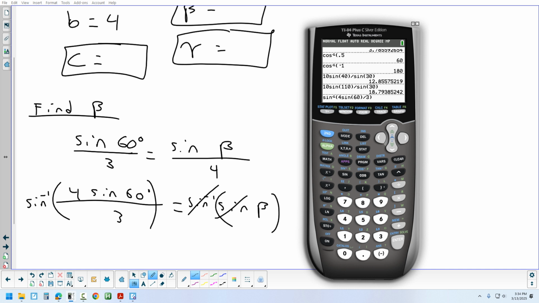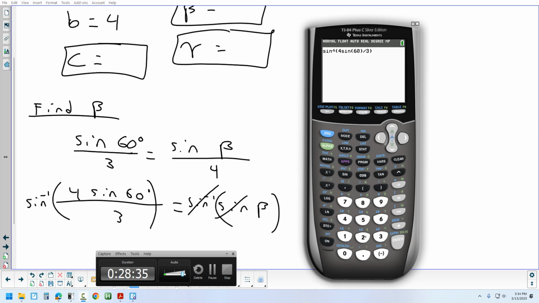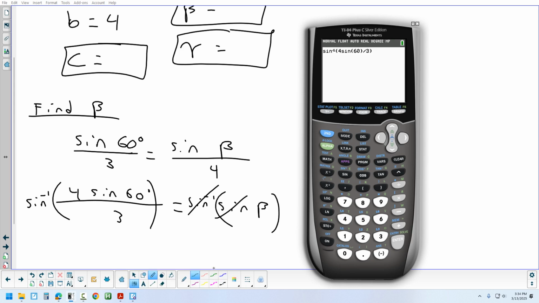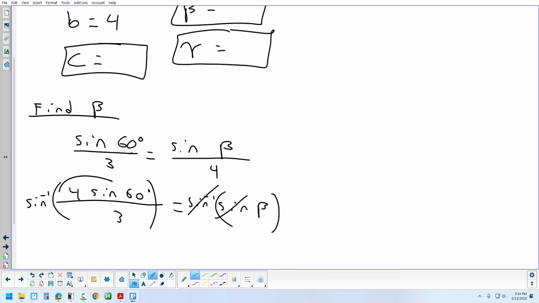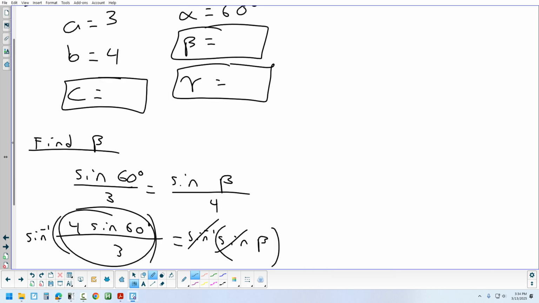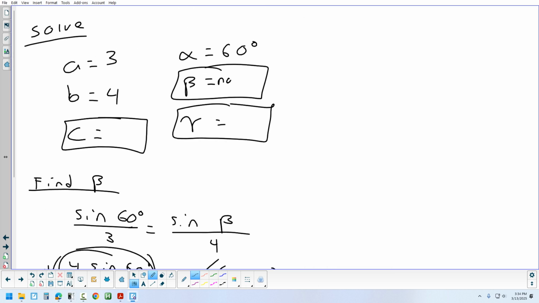Okay. If you type that in and you get a domain error, then that means this is a no solution problem. Let me just double check everything. So yeah, I can confirm this one is a no solution, which means we tried to take the inverse sine of something that is bigger than 1. So there's no solution for beta, which means there's no solution for everything.